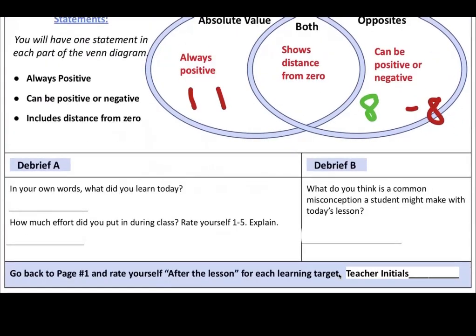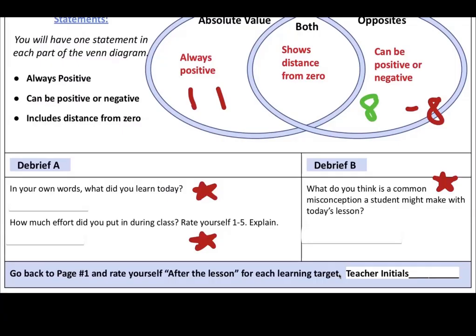To close out today's lesson, we're going to complete the debrief. So in your own words, write what you learned today. Rate yourself 1 through 5. How much effort did you put in during class? And then what do you think is a common mistake a student might make with today's lesson? What do you think is an easy mistake they might make?